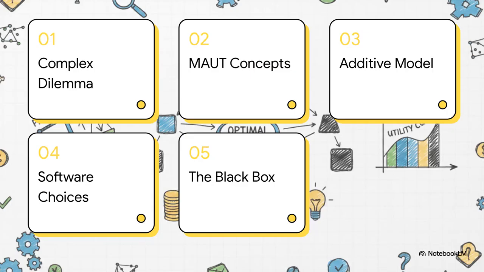So here's our roadmap for today's explainer. 1. The complex decision dilemma. 2. Core concepts of MAUT. 3. Inside the additive model. 4. Software for smart choices. And finally, 5. Decoding the black box.